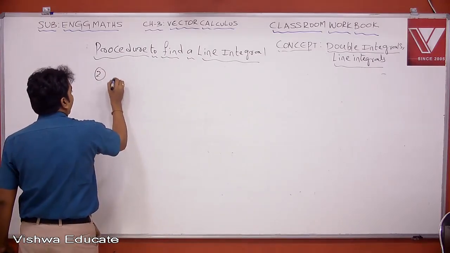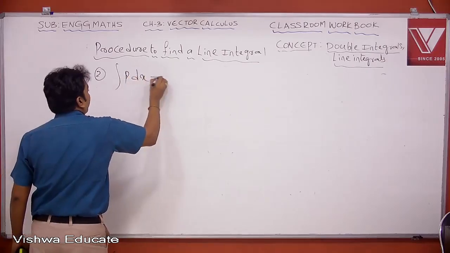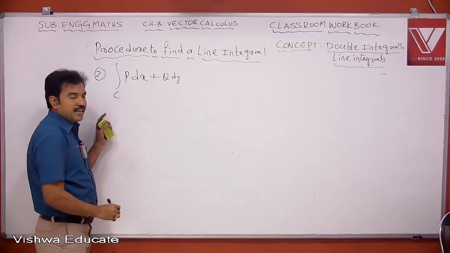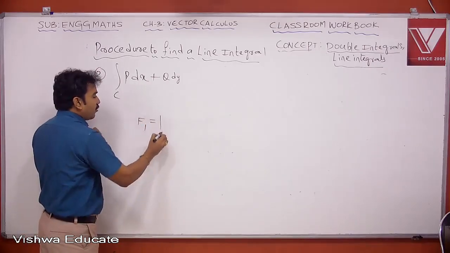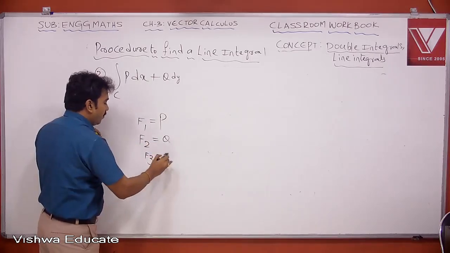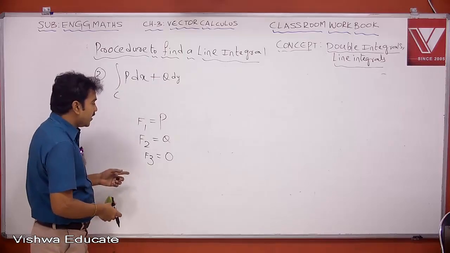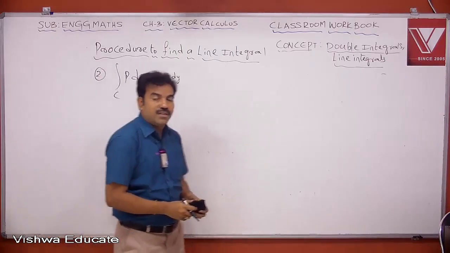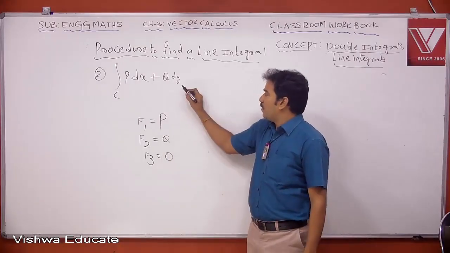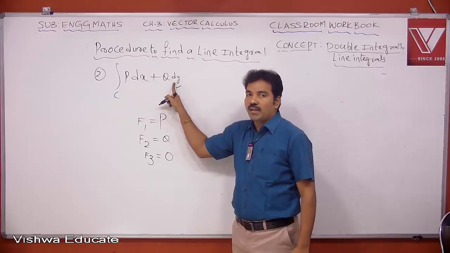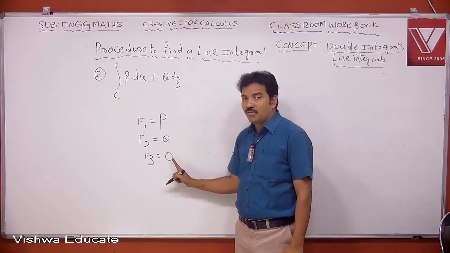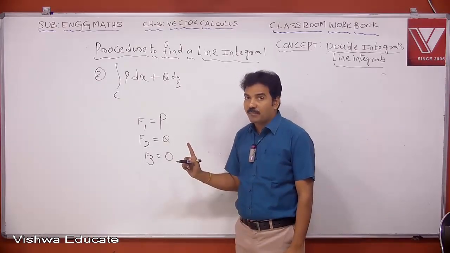Suppose I have a line integral like this, integral p dx plus q dy over c. That means in the original line integral, I have taken f1 equal to p, f2 equal to q, and f3 is 0. So we have seen the general structure of a line integral: integral f bar dot dr bar over c is integral f1 dx plus f2 dy plus f3 dz. Here we were taking a line integral in the xy plane only. There is no z coordinate. That means f1 is p, f2 is q, but f3 is 0.